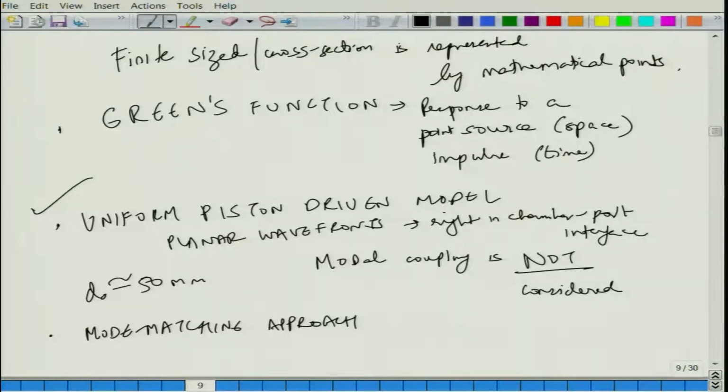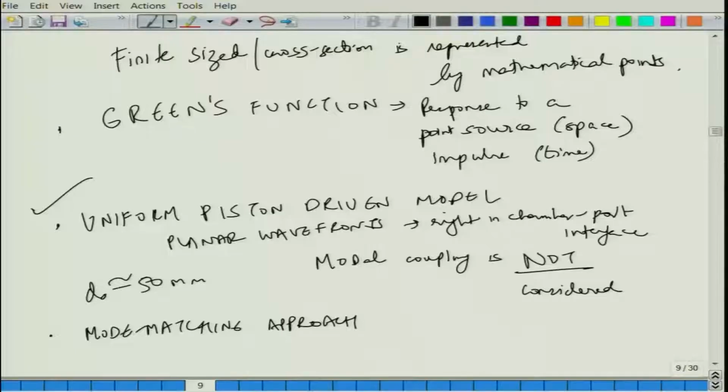For larger mufflers like industrial mufflers, you might have to consider mode matching. In fact, mode matching can be important for quite a few popular muffler configurations like extended inlet and outlet systems. We will hopefully see that next week. Let us see how we go about it, but this is what it is.